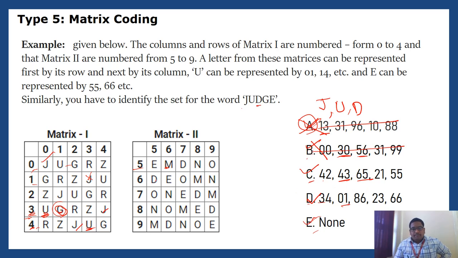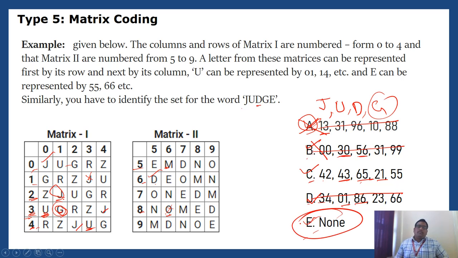Next 6 5. 6 and 5. Yes, it is correct. 8 6. 8 and 6. This is also neglected. But still, C is not the correct answer because we have the none option. So try to verify the remaining also. Next, G should be there. 2 1. Check what is 2 1. 2 and 1. Okay. 2 1 is J here, but I need G. So my answer is none of these.